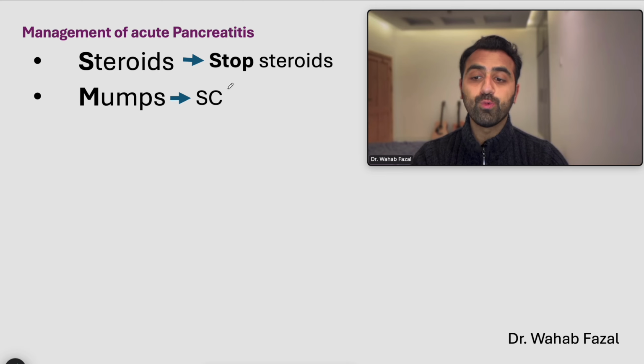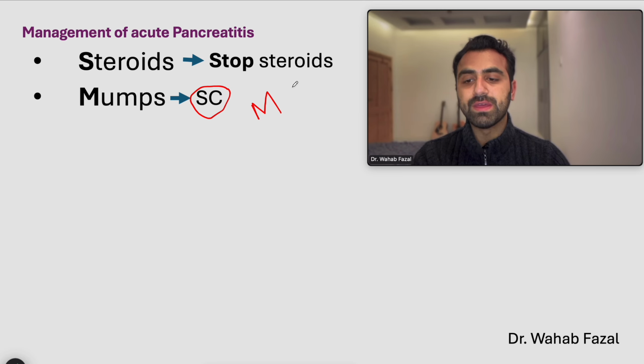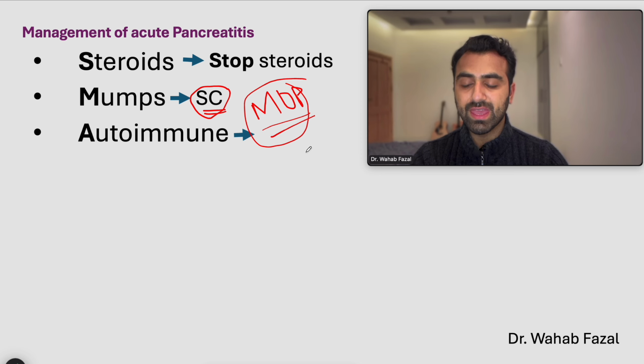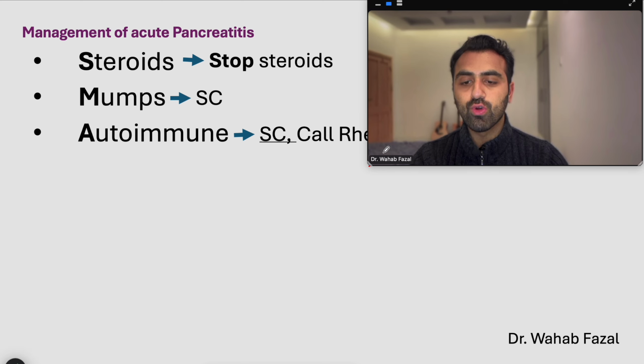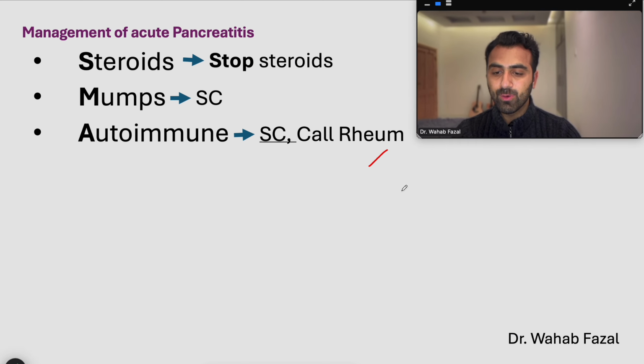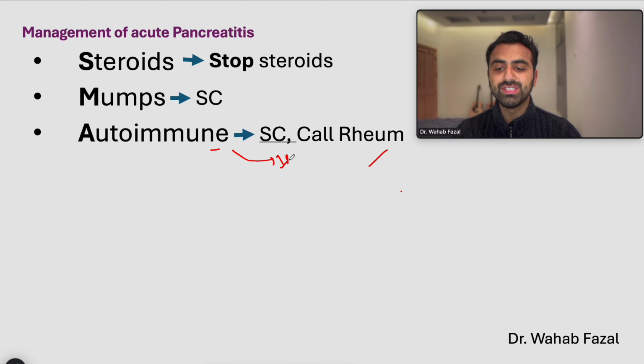If mumps, you will have to wait it out. Remember, in mumps, you get meningitis, infection of the meninges, orchitis, infection of the testes, and then P is pancreatitis. In mumps, you get all three of these infections, so you'll have to wait it out and give this patient supportive care. In autoimmune disease, again, you'll give this patient supportive care, but it's good that you call rheumatology as well. Why is this happening? Autoimmune is usually associated with IgG4 related disease, something like Riedel's thyroiditis. Then, of course, if you're getting sulfur drugs, supportive care and stop the sulfur drugs.